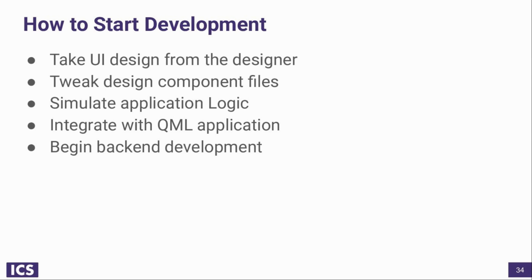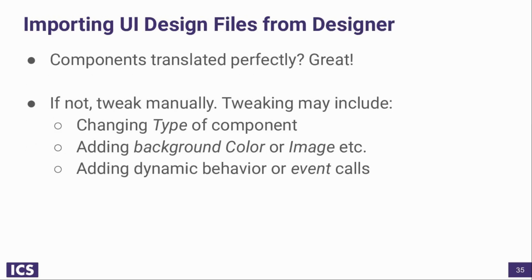Mainly, these are the few steps that are followed when developing an application using Qt Design Studio and Qt Creator. So first of all, when our designer gives us the user interface design and it's finalized, we take the design from the designer, and if some tweaks are involved, we may do some changes inside those component files, and then we test those simulations to test the application logic. And once it is done, we go through the integration with the QML application, and then the final backend development starts.